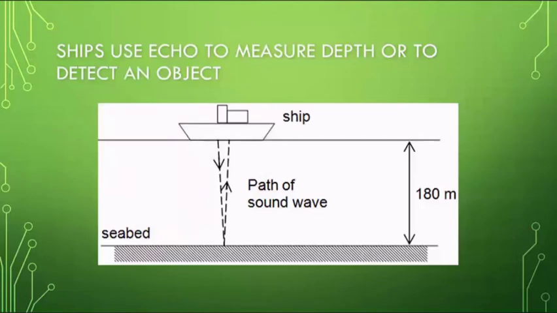Then, how can you use echo in your practical daily lives? So ships use echo. What do they do? They transmit a sound wave that is reflected back to the ship, and so they can find out the distance between the seabed and the ship. So the distance is 180 meters. How did they calculate that? They knew the speed of the sound wave they sent.